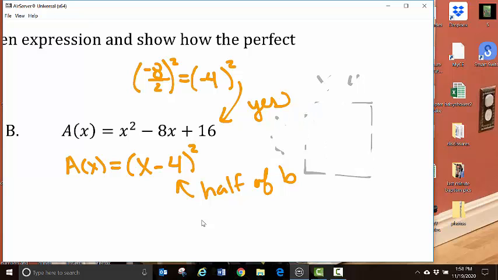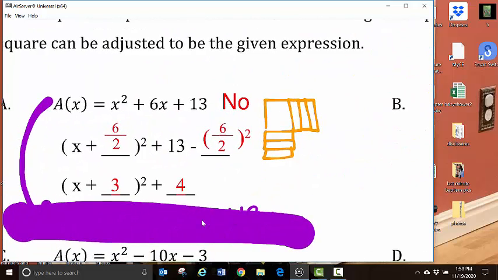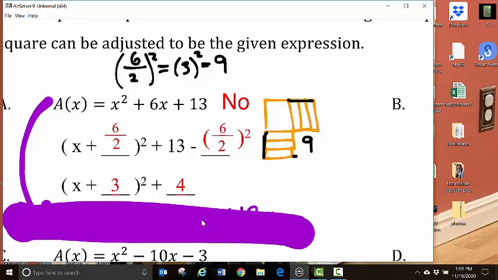It's easier to draw the picture when the middle numbers are positive. This one, though, is not. Let's think about it. We have x squared plus 6x. And so we'd say, okay, half the middle number is 3. So we put 3 on this side and 3 on this side, because remember, making a square, they have to be the same. And then 3 squared is 9. We would need 9 pieces in here, but we have 13, so we have some leftovers. So it's not a perfect square.